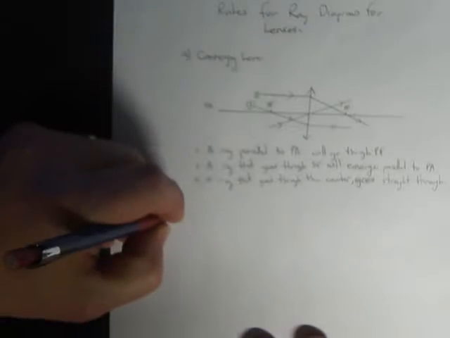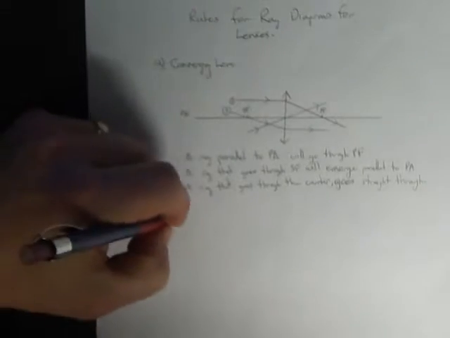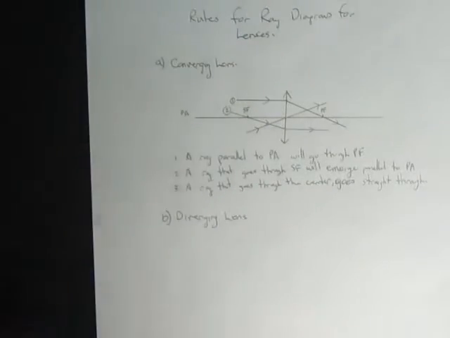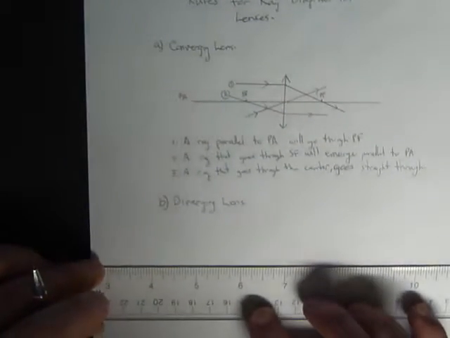So the top of our note said rules for converging, and I've lost that. Oh, I gave the piece of paper up there. That's awesome. I will use that one again. Thank you. So you'll notice it says rules for converging. Now down here I'm going to put B, diverging lens. And I'm going to draw a principal axis.